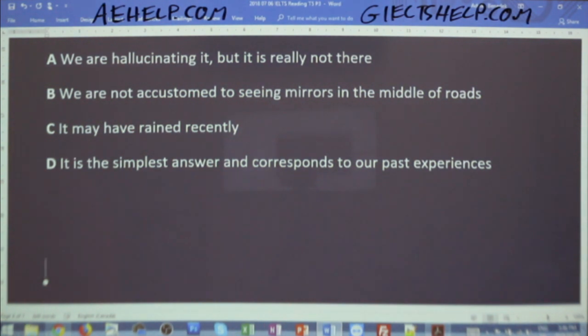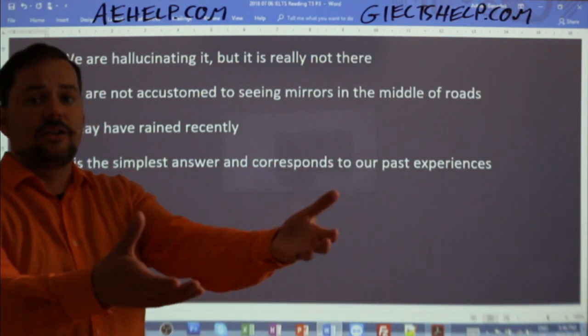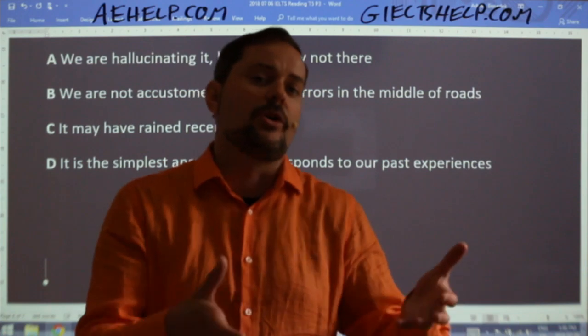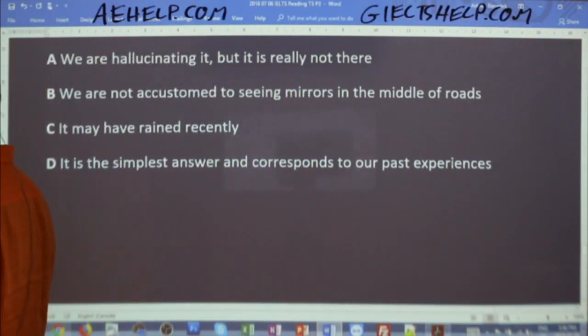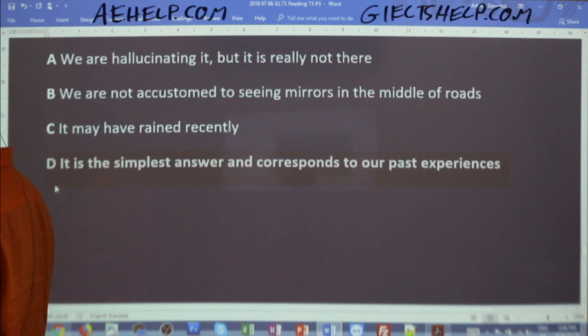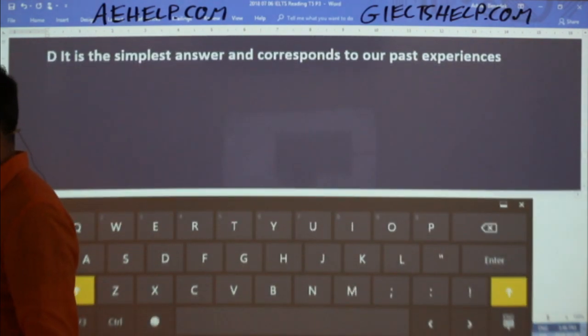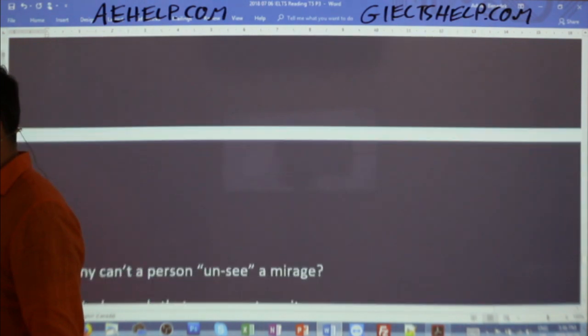All right, so Vijay, Manisha, Jubilant, and all the rest of you. Yeah, absolutely. It's the simplest answer and corresponds to our past experience. Hey, it looks like water. It's got to be water. That's what I know. That's what I've experienced. It's got to be D, right? So correct answer is D. Absolutely. And you'll find that that's the correct answer, okay? So there we go. D it is. All right, let's have a look at the next question.